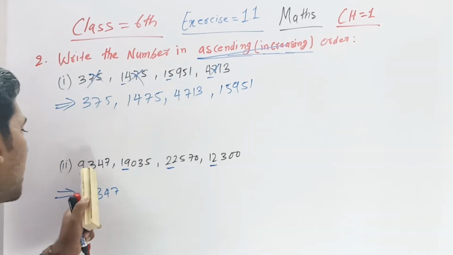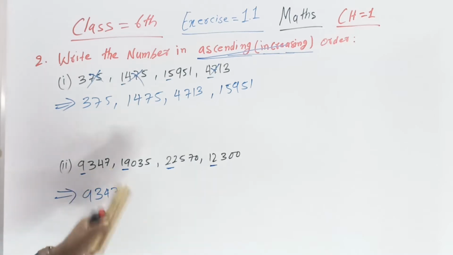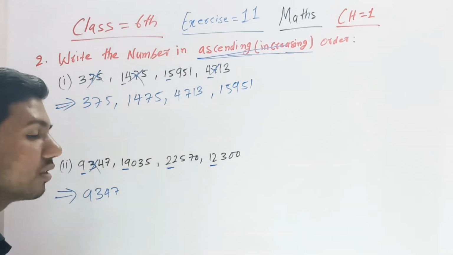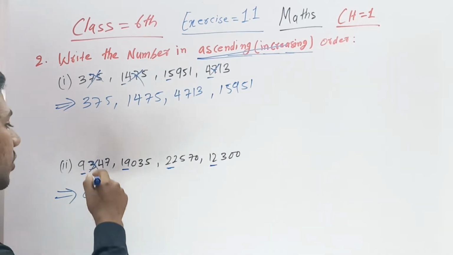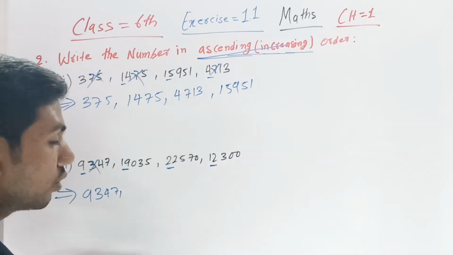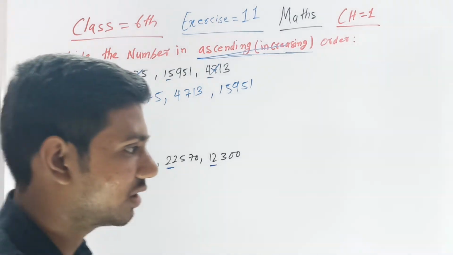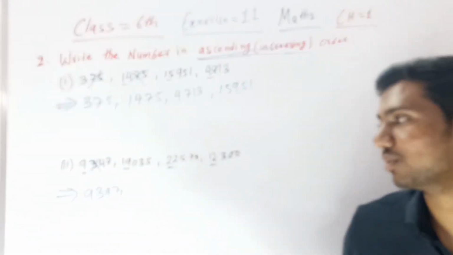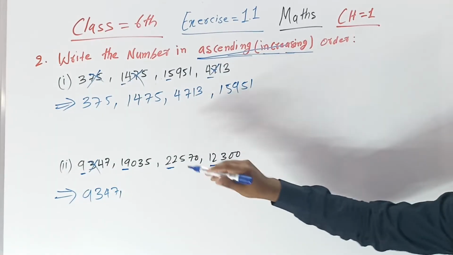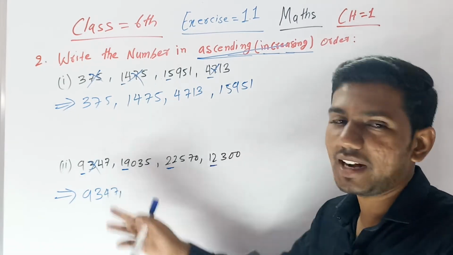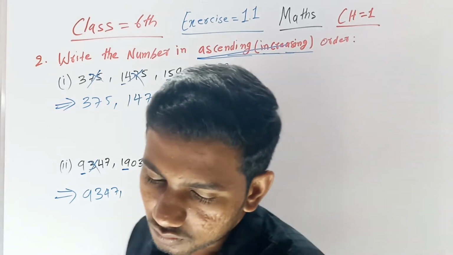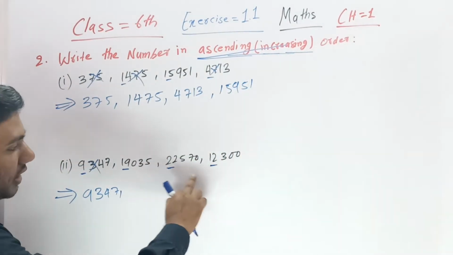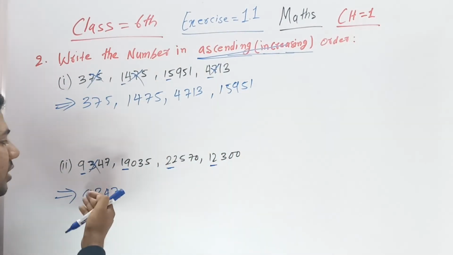In this, which is smaller? 9,347 is smaller. Cut that. If you want to cut, otherwise just leave it. For the understanding purpose I just cut it, so don't cut in your test or in your classroom. When the teacher is giving a question, don't cut like that, because it gives a bad effect. For the understanding purpose I'm cutting that.